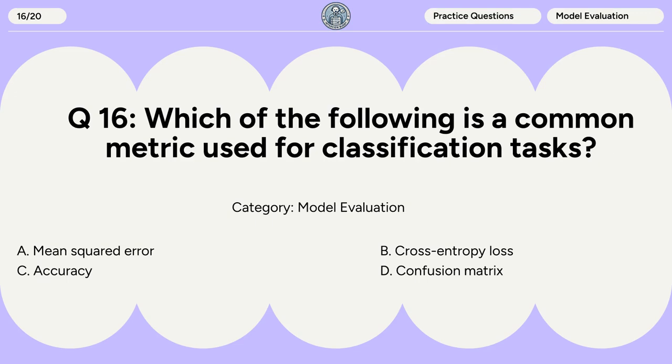Question 16. Which of the following is a common metric used for classification tasks? A. Mean squared error. B. Cross entropy loss. C. Accuracy. D. Confusion matrix.